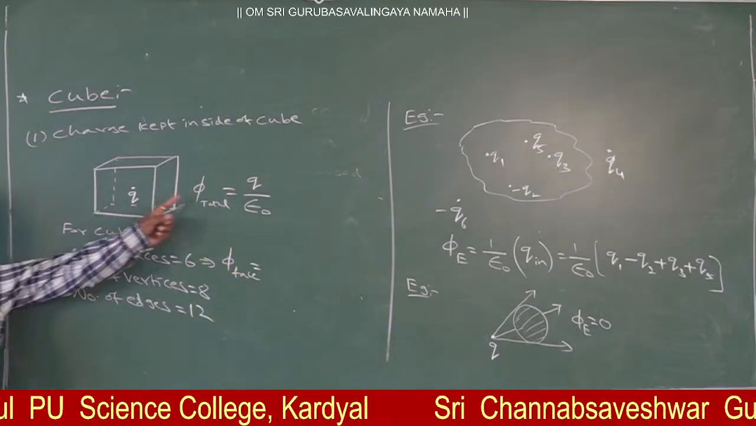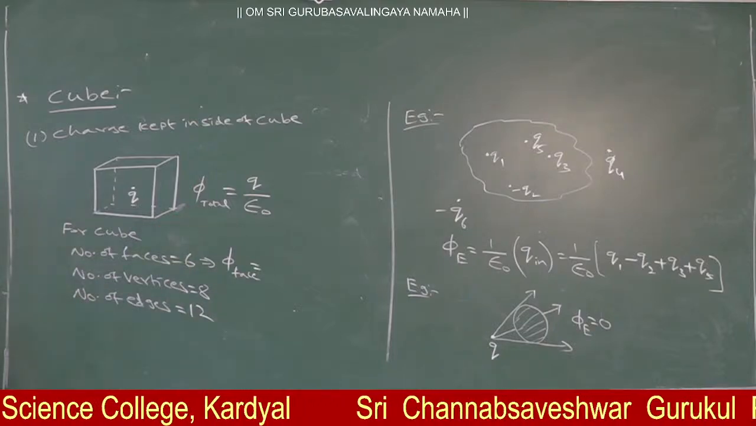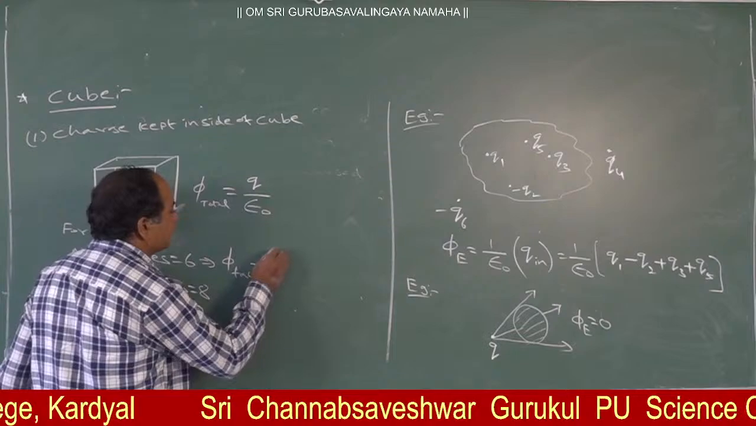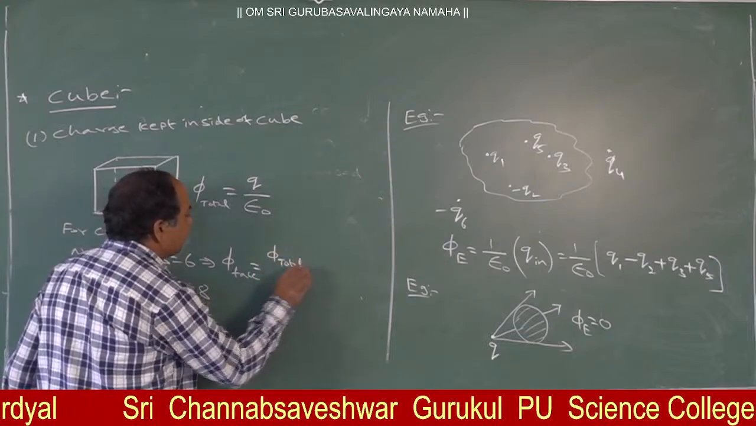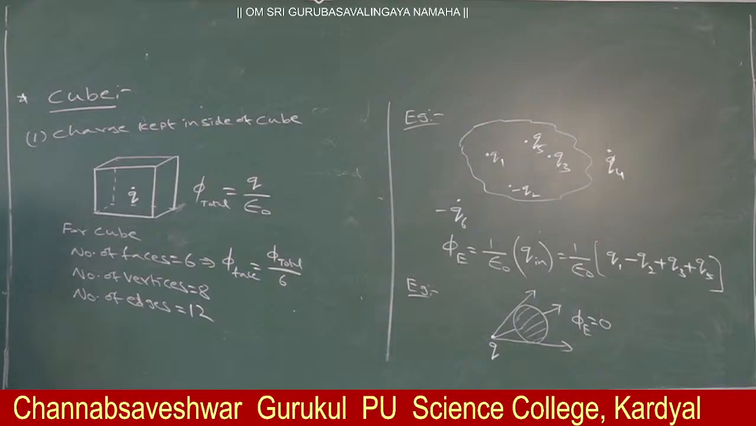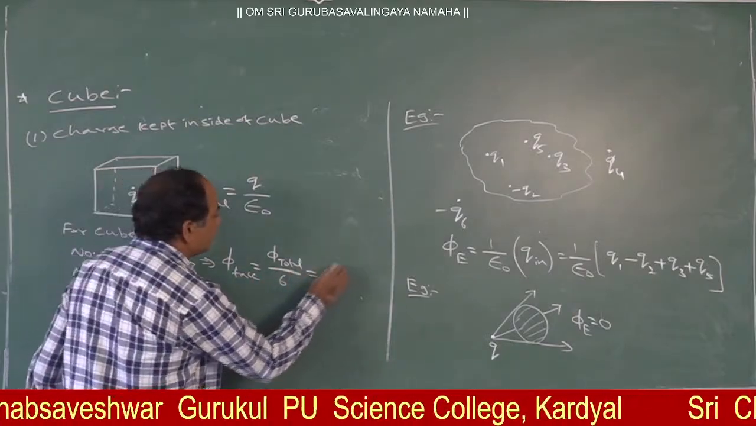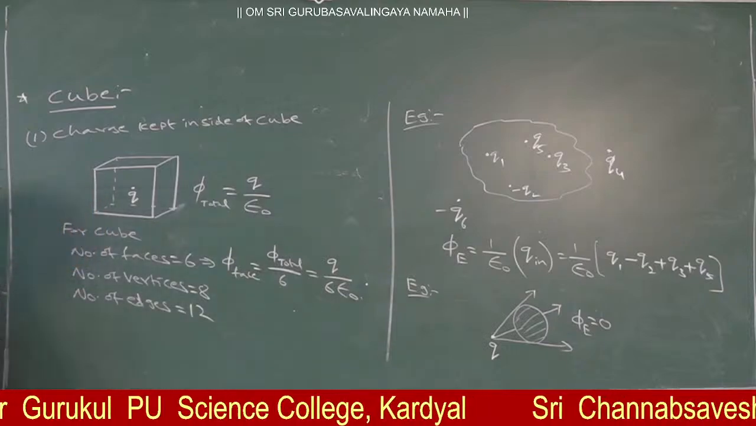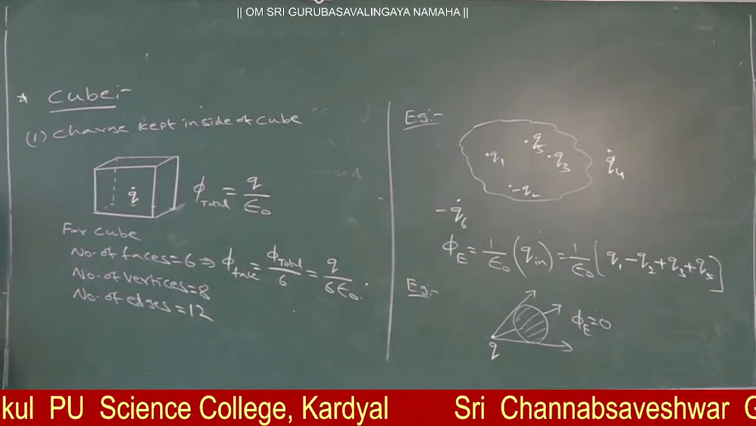Now, if you want to find out phi due to one face, how much? This total flux is shared by how many faces? 6 faces. So, through each face, how much? Phi total divided by the number of faces, 6. That is equal to Q divided by 6 epsilon naught.